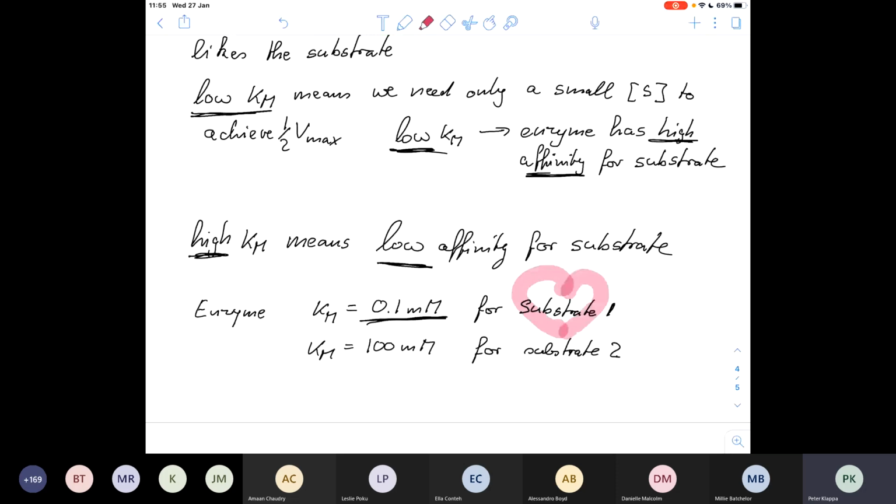loves substrate 1. It has a very high affinity because we only need a very low amount of the substrate in order to get half of the maximum velocity. For substrate 2, we need far more substrate to achieve the same effect. So the enzyme has a very high affinity for substrate 1 compared to substrate 2. Does that make sense?